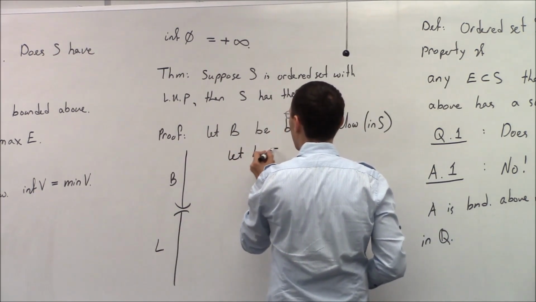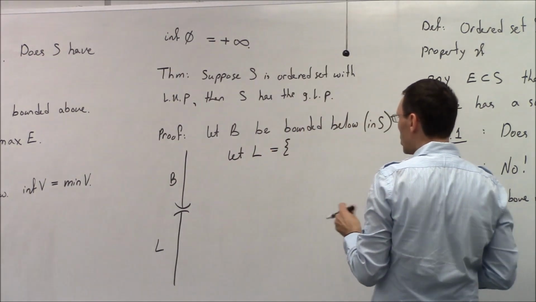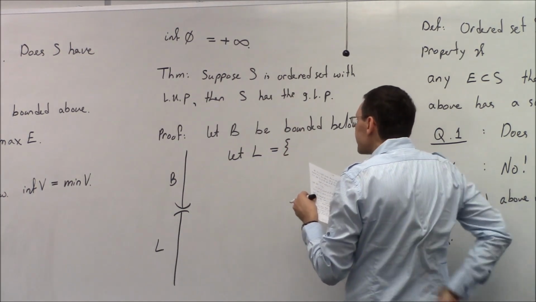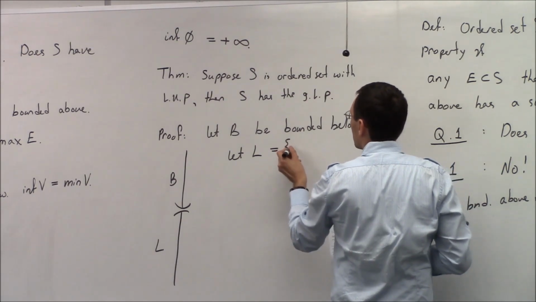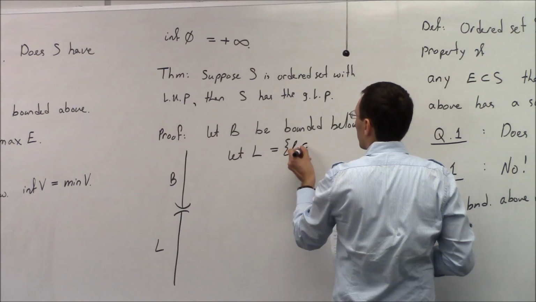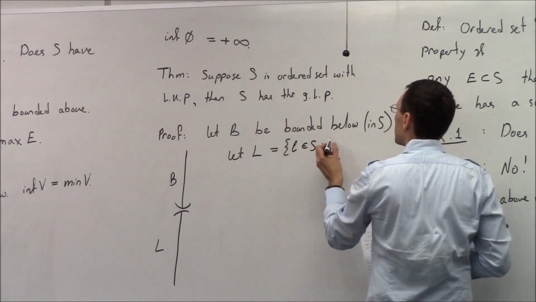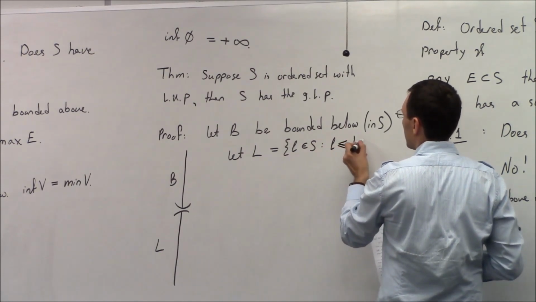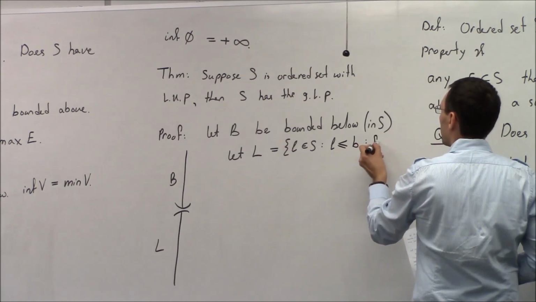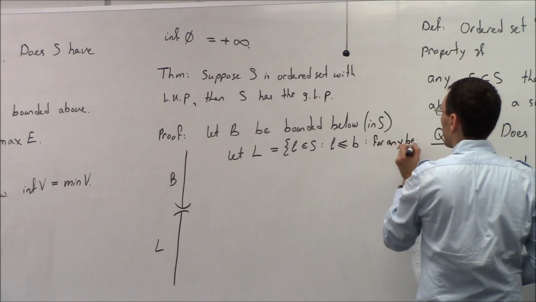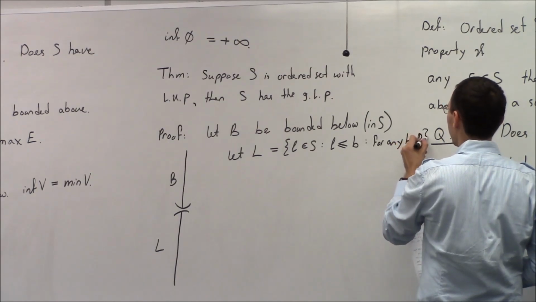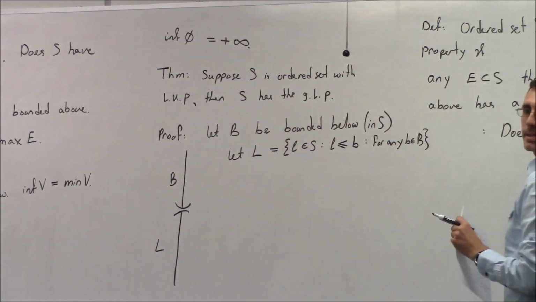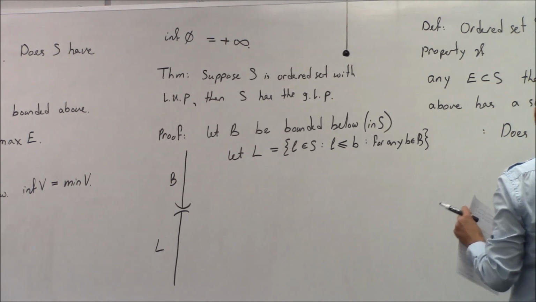let L be the set of lower bounds. So L is the set of all little l's belonging to S such that l is less than or equal to v for any v belonging to capital V. Make sense? So L is the set of all lower bounds.